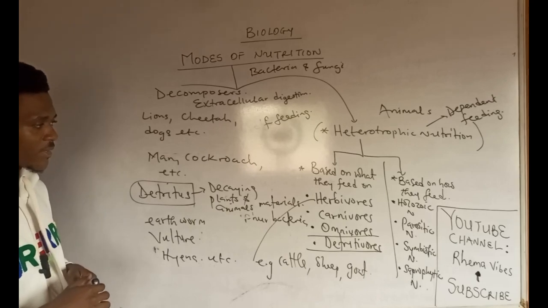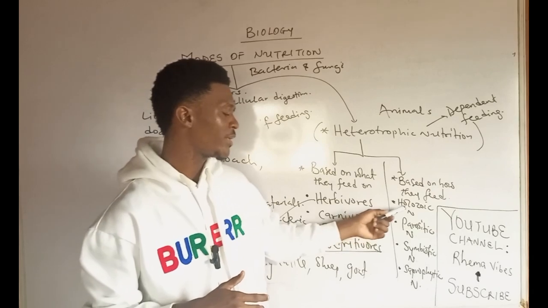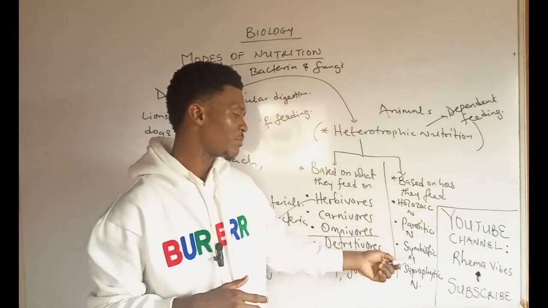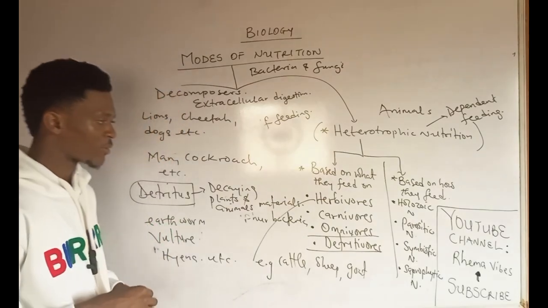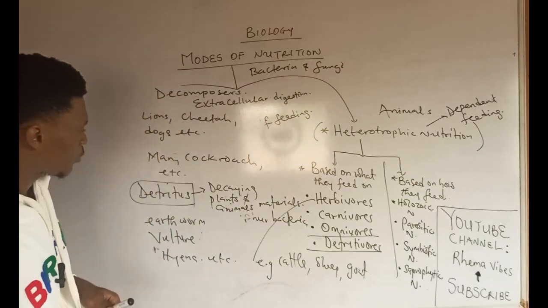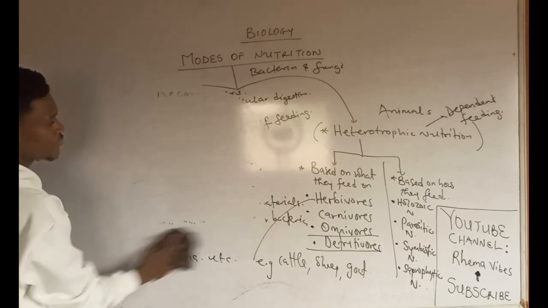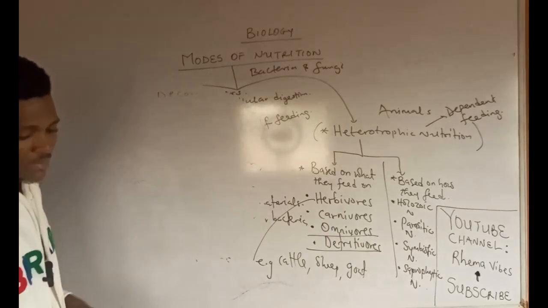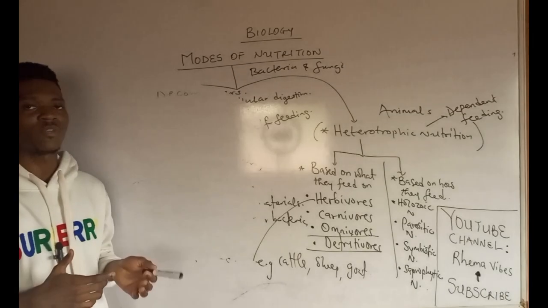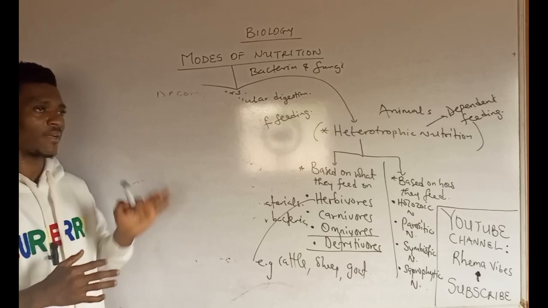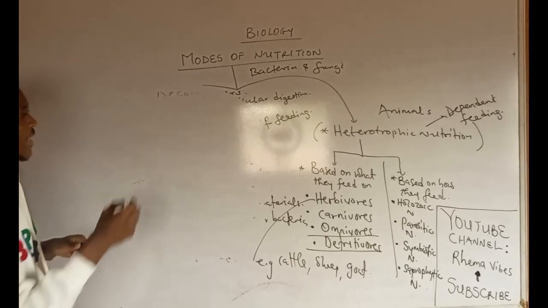Then let's move on to the next. Based on how they feed, of course, we have holozoic, parasitic, symbiotic, and saprophytic. Considering the first, holozoic nutrition involves feeding on solid food materials. And it involves five steps. And what are the five steps?